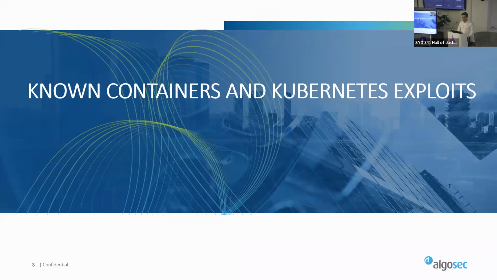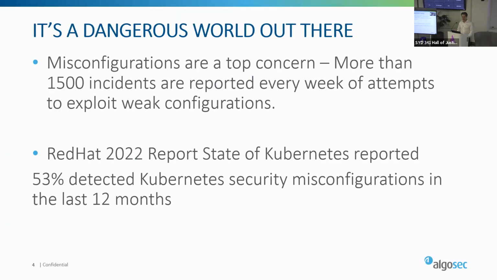Non-containers and Kubernetes exploits. It's quite well known that misconfiguration is the top concern. There are lots of recorded incidents that are reported, or at least attempts at exploitation. These are stats I picked up from various cloud vendors. Red Hat, in their latest report, said that 53% of detected security incidents were misconfigurations, just over a year. That's a huge amount of risk, an attack vector that companies are exposed to.